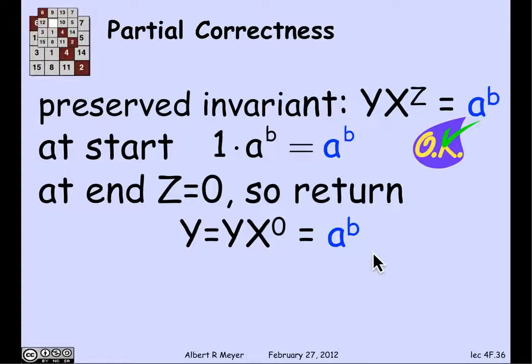As long as z is positive, it can keep moving. So it gets stuck when z is 0. What happens if it ever gets to z is 0? If it gets stuck, then the invariant says that yx to the 0 has to equal a to the b. But of course, yx to the 0 is nothing but y, and what we conclude is that sure enough, this machine leaves the desired exponential value in the register y, which is where we get the answer. And that's why this algorithm is correct.